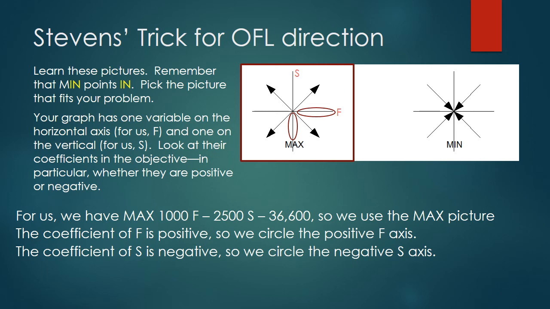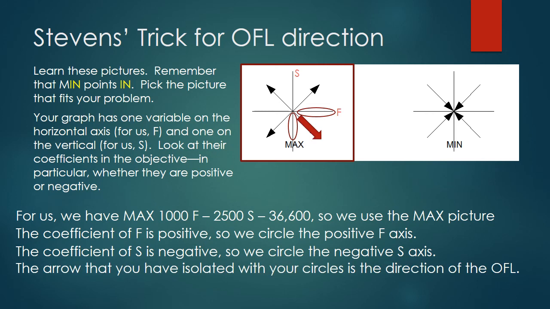Now those two little ovals that I drew isolate one arrow from the other three. In this case, it's the one pointing down and to the right. So that is the direction that my OFL should move, down and to the right. This trick works with every problem. You'll use the min picture for a min problem, the max picture for a max problem, and you'll label the two axes the same way they're labeled in your graph. That makes life pretty easy.